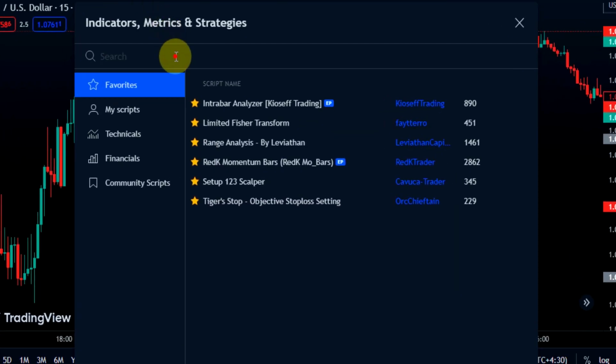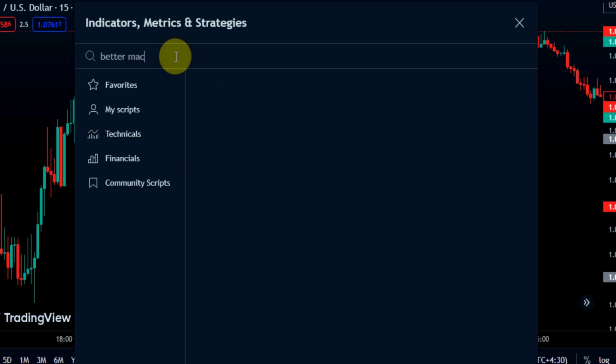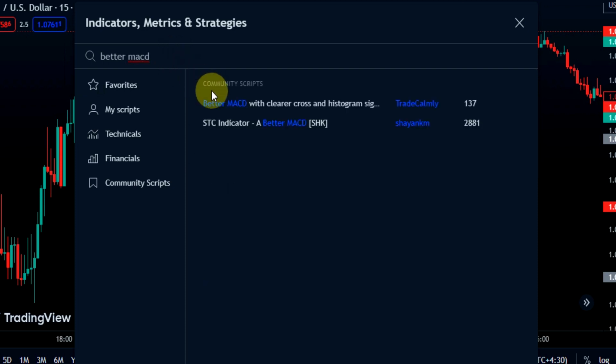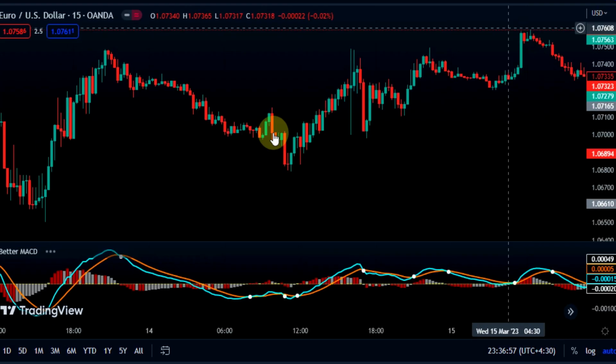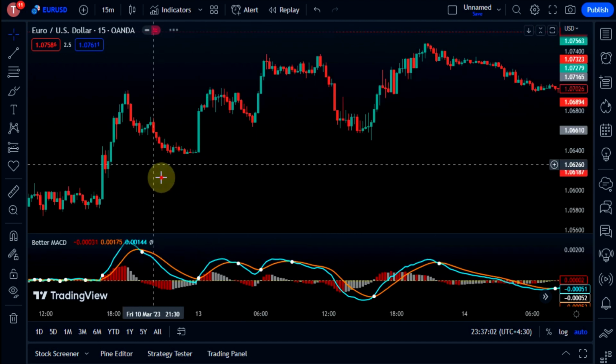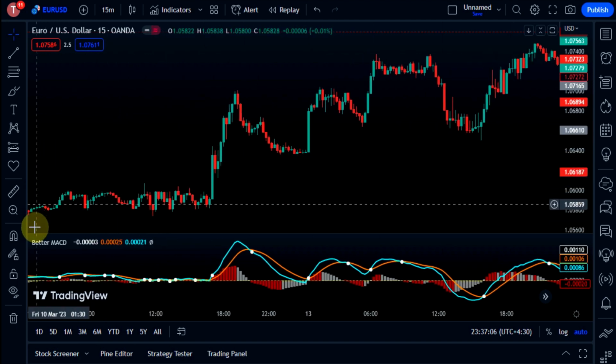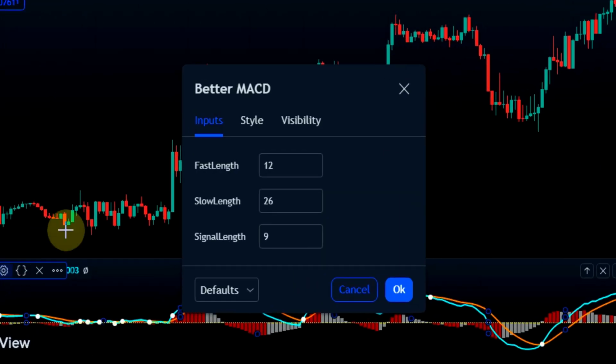The first indicator we need is better MACD. Enter his settings and make these changes.